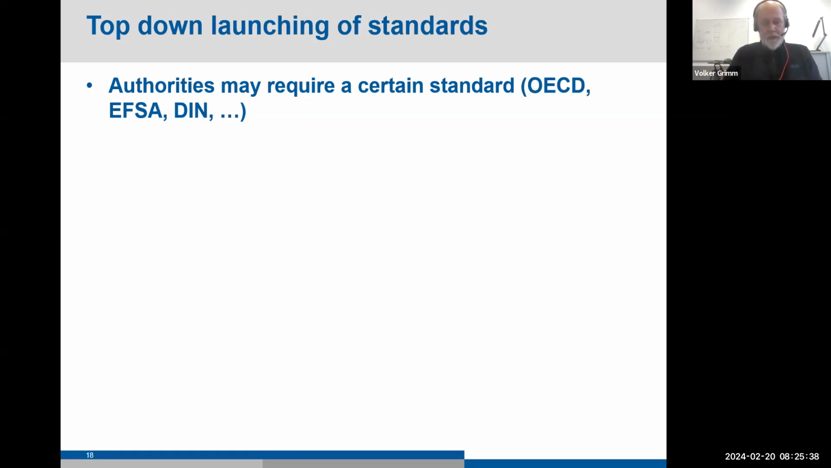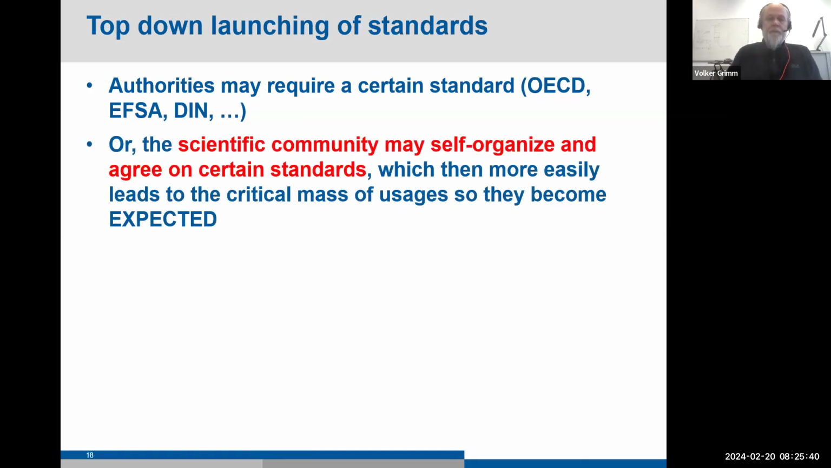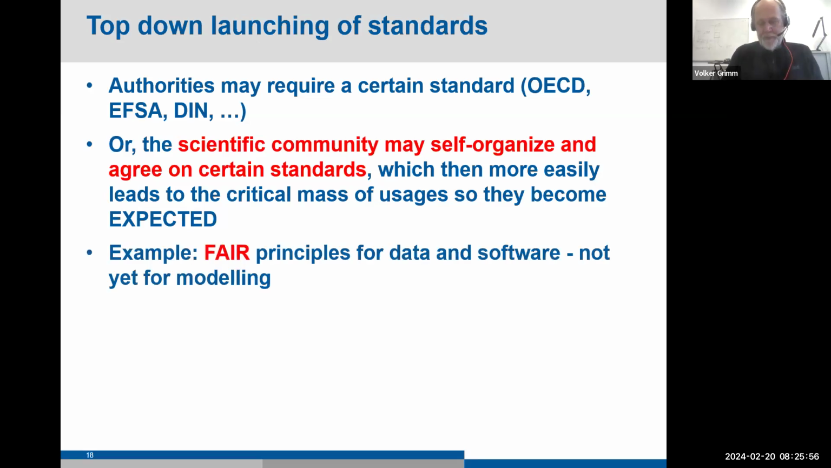But the alternative is that the scientific community may self-organize and agree on certain standards, which then more easily leads to the critical mass of usage, so they become expected. And it worked like that with the FAIR principles, relatively new, 2016, the first paper, something like 20, 30 authors, similar to the ODD paper.